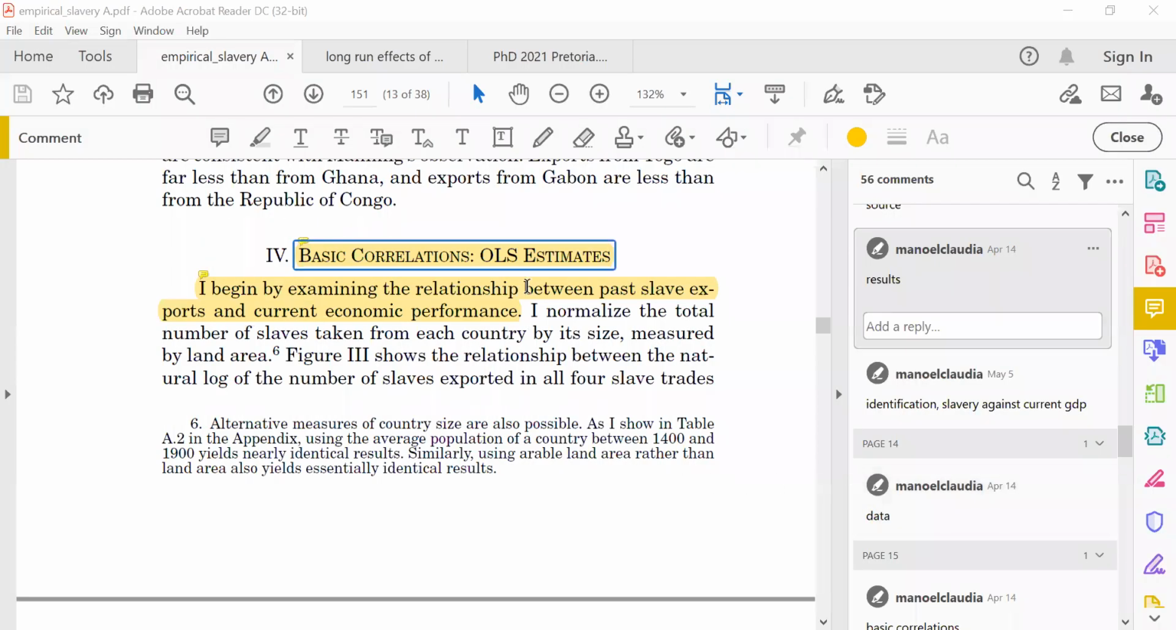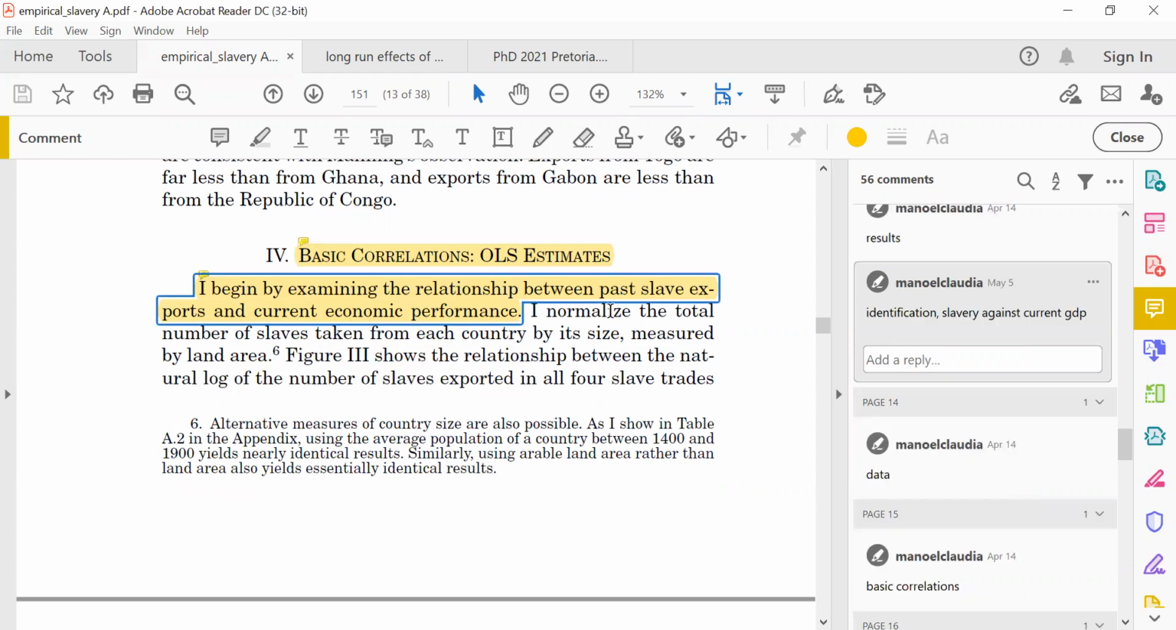Base correlations, which is essentially OLS estimates. OLS estimates are usually treated as correlations. He begins by examining the relationship between past slave exports against current economic performance. So he's, as I said, going to regress his variable for the number of slaves exported from different countries against GDP per capita in 2000 in different African countries.